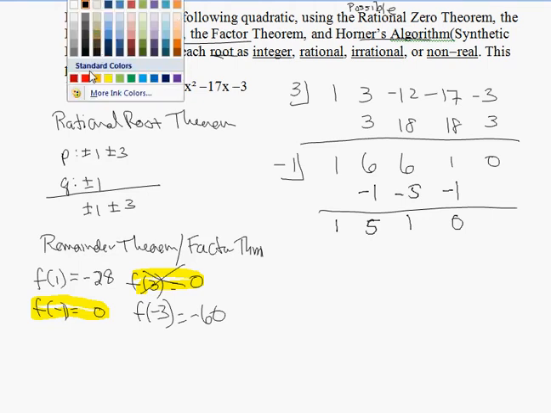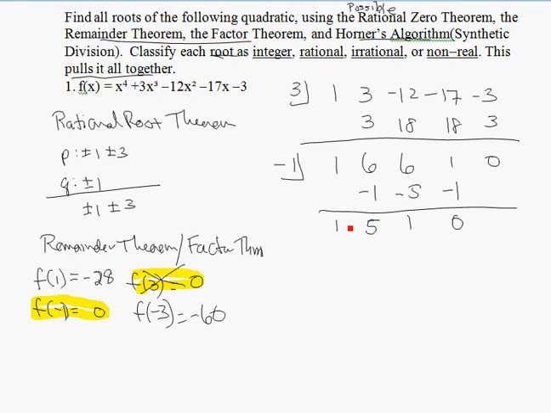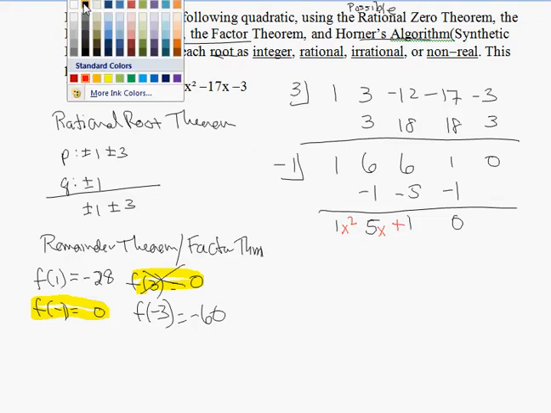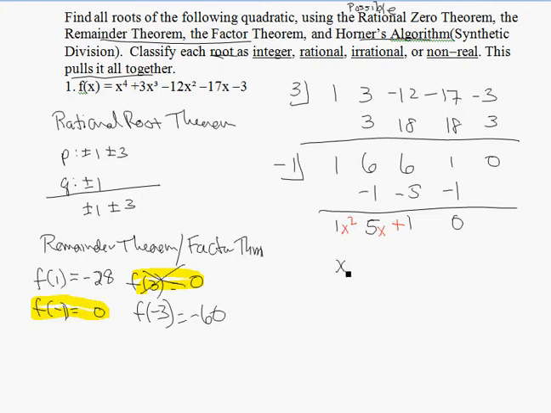So let's just change our color. So now we have x squared plus 5x plus 1, and now I'm going to set that equal to 0 to find the other roots. So I already have 2 of the roots. I'm going to hopefully get the other 2 out of this right here.